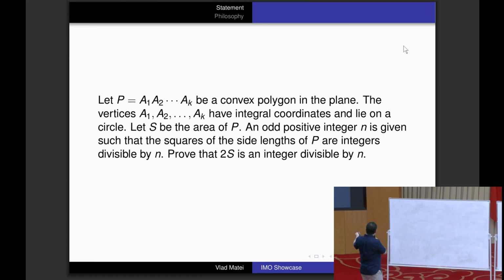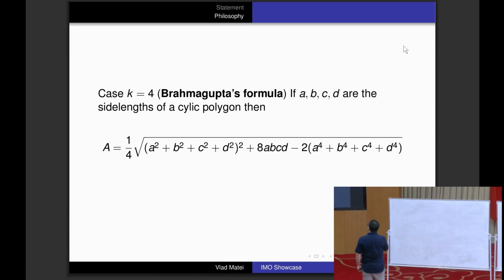But let me tell you another formula which is not that well known, and some of you might know it. If you're in the case k equals 4, and you have a cyclic quadrilateral, then you can compute the area by this formula. There is a very nice formula that uses the side lengths, and it's this expression. So for 3 vertices you have a formula, and for 4 vertices you have a formula. The question is, are 3 and 4 the only cases? Is there any way to get a formula in general?